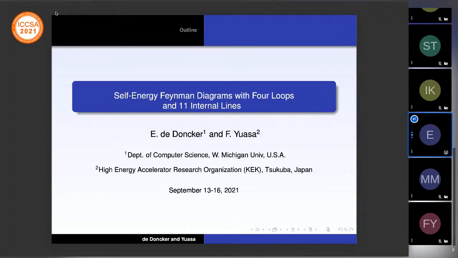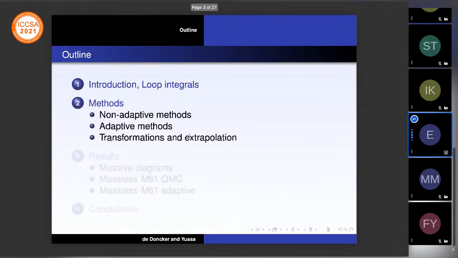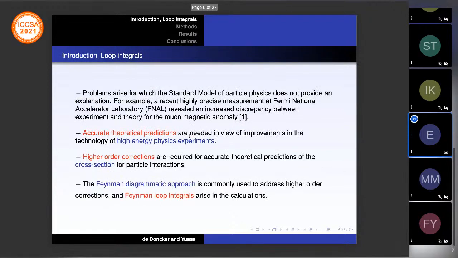My talk is on self-energy Feynman diagrams with 4 loops and 11 internal lines with Fukuko Yuasa. So after an introduction, I'll introduce the methods for the computation and then give some results and conclusions. The motivation for calculating these loop integrals involves problems for which the standard model of particle physics does not provide an adequate explanation.